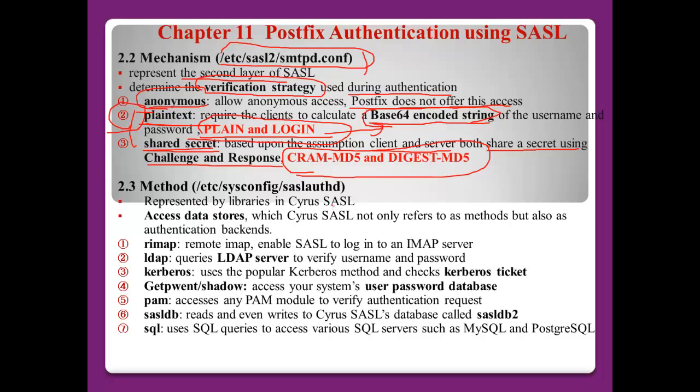Number three, method. If we want to configure the SASL method, we can use this file, /etc/sysconfig/saslauthd. So here there are many kinds: rimap, LDAP, Kerberos, password and shadow, PAM, sasldb, SQL, like this. In this video, I will use PAM or shadow. If you want to change this, we can use this file.